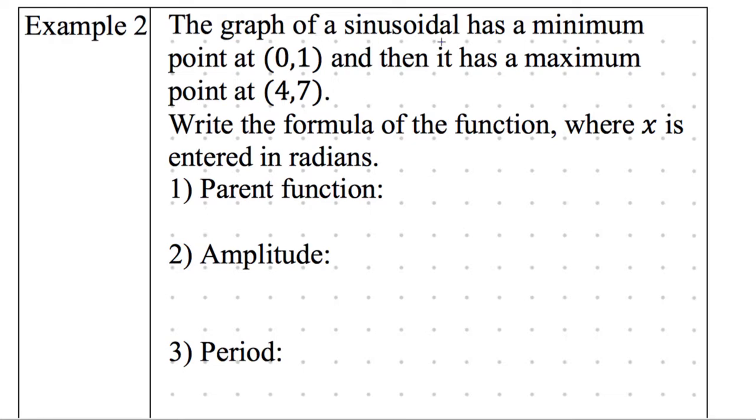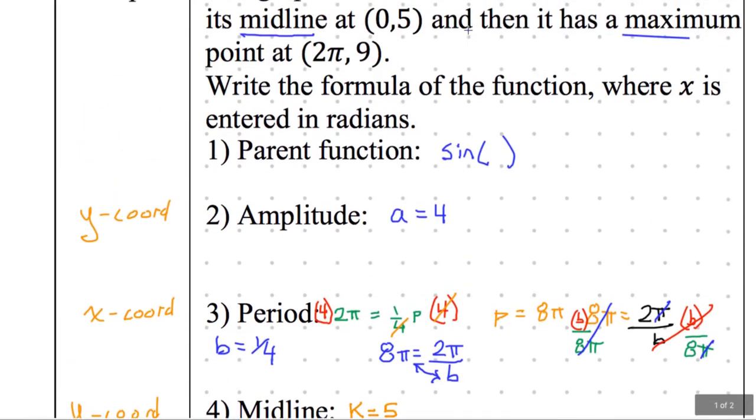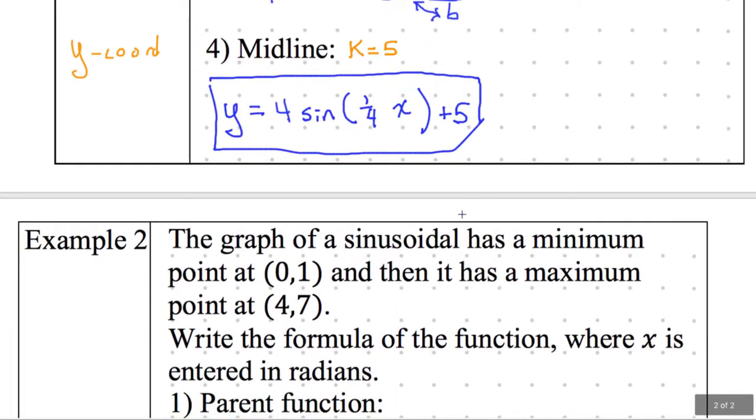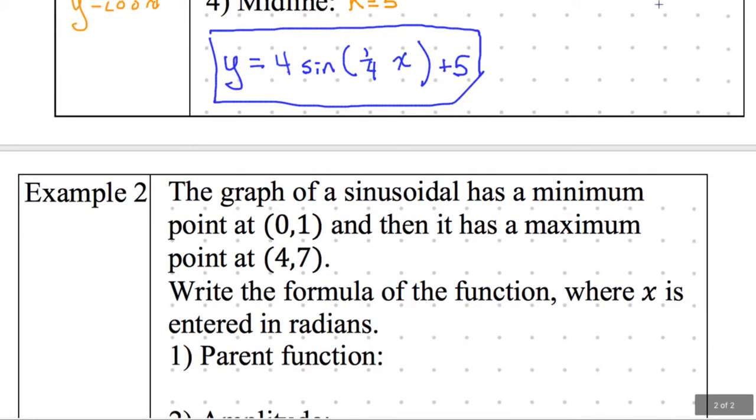The graph of the sinusoidal, I should say function here. Did I not say function up here? Of a sinusoidal function, okay. I need to write function here. I'll make a note for myself for next year. Function has a minimum point at 0, 1 and its maximum point at 4, 7.